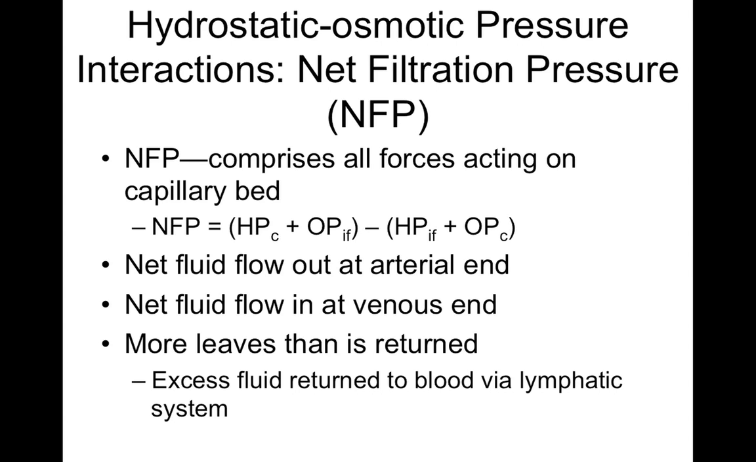So if that means we have a whole separate system just to pick up excess fluid, what do you think is the normal net filtration pressure of your body's tissues? Probably on the positive end. Yeah, it's probably the positive end, right? You have more out than in, which means that you have net water loss into the tissue. So more water leaves than is returned. You have more water that leaves tissue than what's returned. This is why we have a lymphatic system.